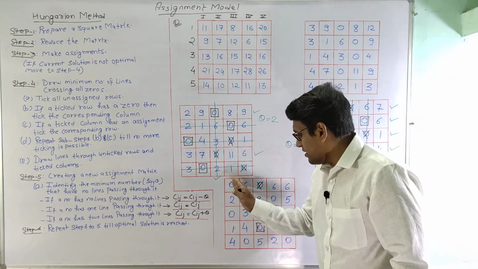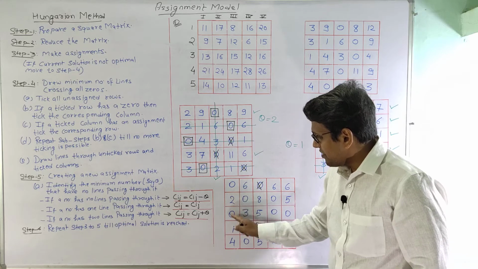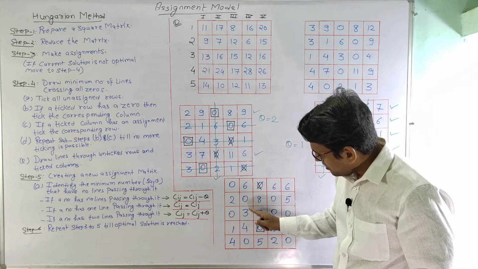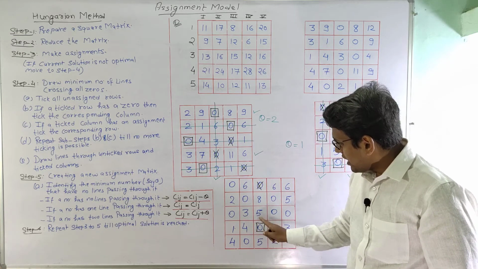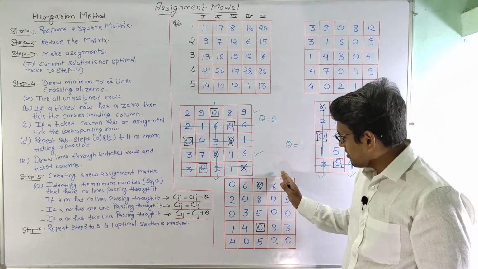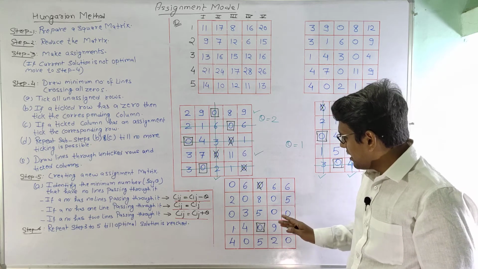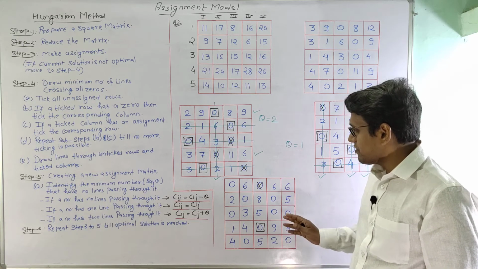And again we will see column wise assignment. In column 1 we see more than 1 zero, so we will skip this. In column 2 we see more than 1 zero, we will skip this. Column 3 has one assignment, so we will skip this. In column 4 we have more than 1 zero, so we will skip this. And in column 5 we have more than 1 zero, so again we will skip this.